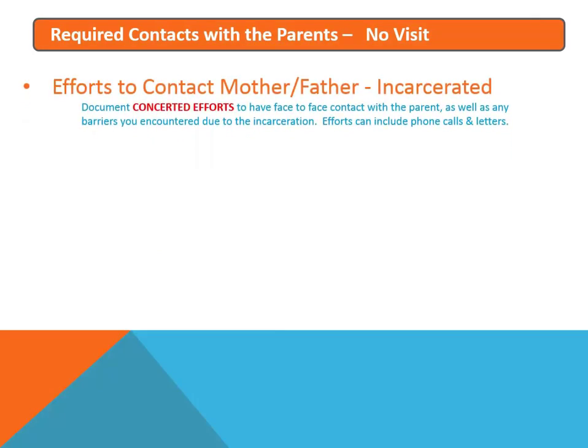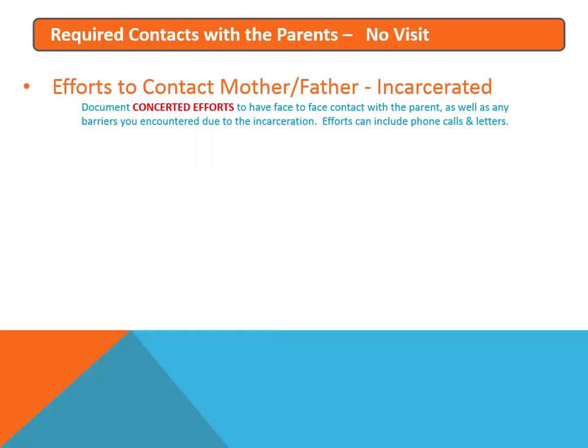The 13th and 14th required contact item types are efforts to locate mother, incarcerated, and efforts to locate father, incarcerated. When selecting these required contacts, make sure to document your concerted efforts to have a face-to-face contact with the parent, as well as any barriers you encounter due to their incarceration specifically. Efforts to have the face-to-face contact should include letters, phone calls, and occasionally visits throughout the month to their incarcerated area, jail or prison.